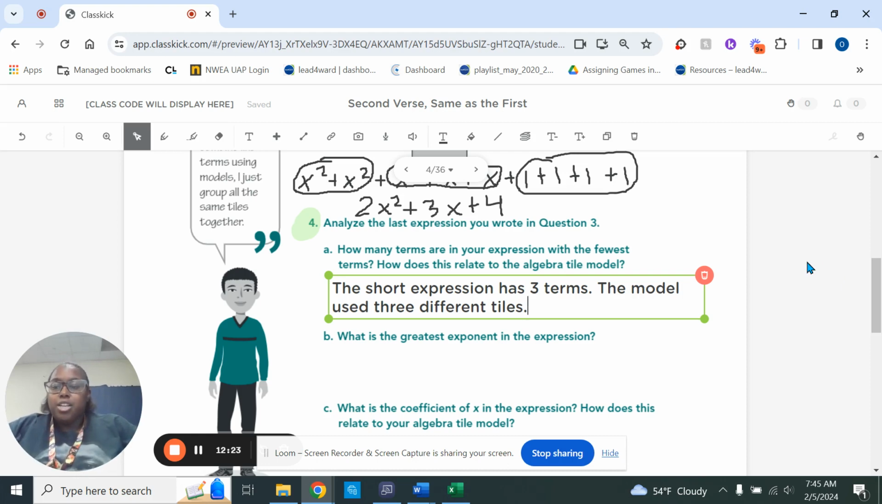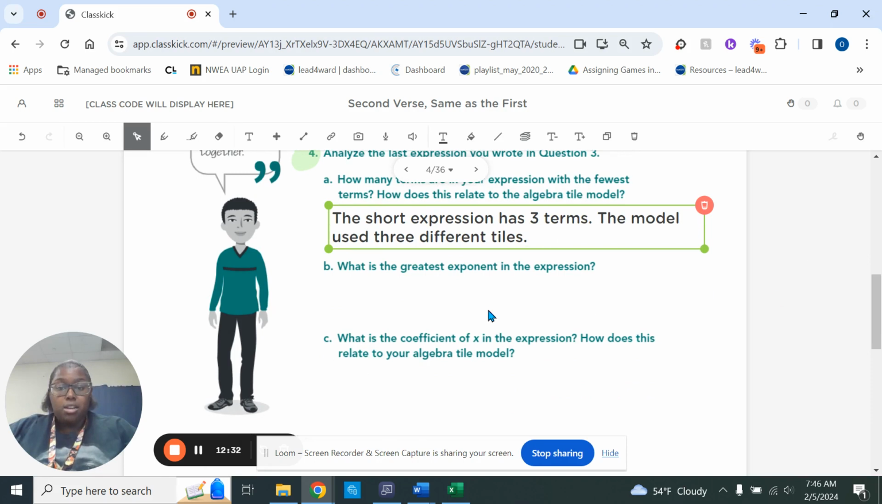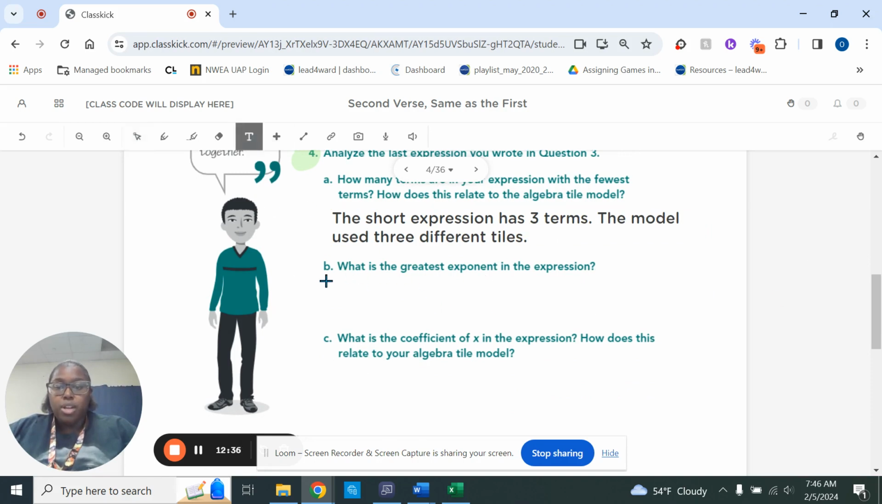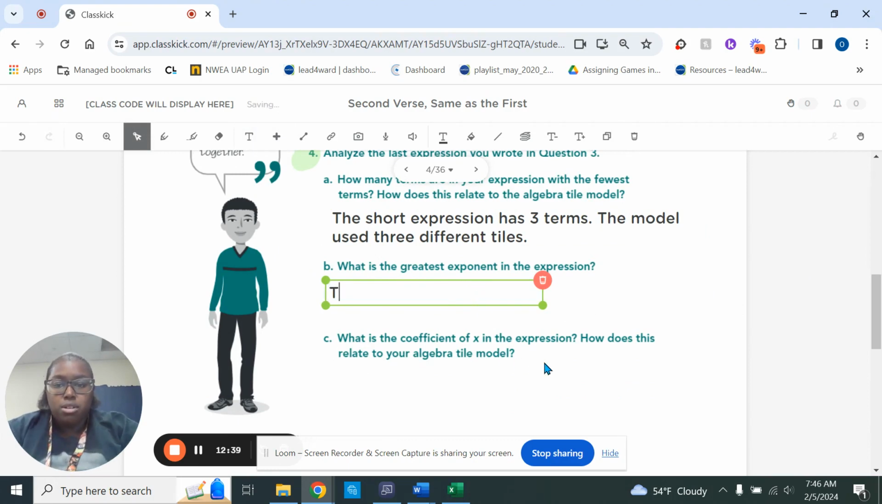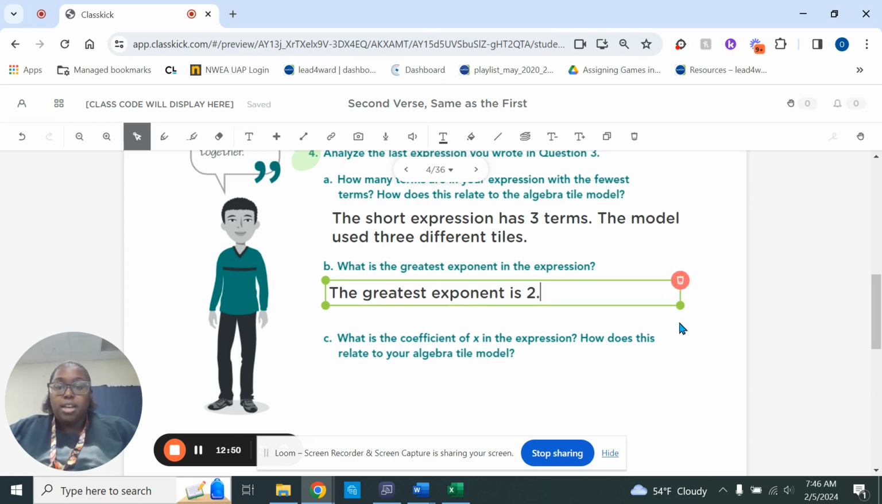Now, did it use more than 3 tiles? Yes, but we only had 3 different versions of those tiles, which is what it's saying. What is the greatest exponent in the expression? Well, we only had one that actually had an exponent. The greatest exponent is 2. Now, if you couldn't see that, go back and look at the example.